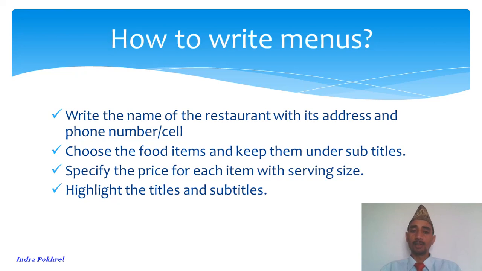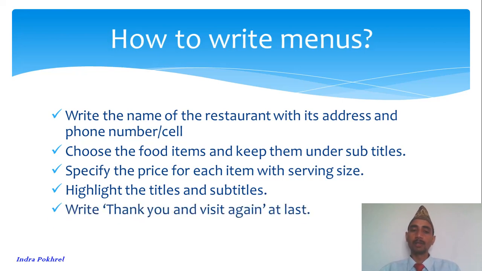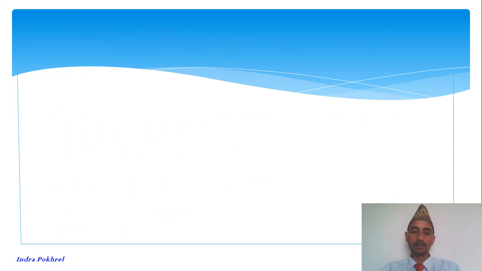Then the second part, you have to write the food items. That means all the food items that you mention come in the second part. And you can divide the food items into different categories, let's say titles, subtitles. Also highlight the titles. And the third part, we say the thank you sentence. That means thank you and visit again. This comes at the last. And you have to include everything in a box.